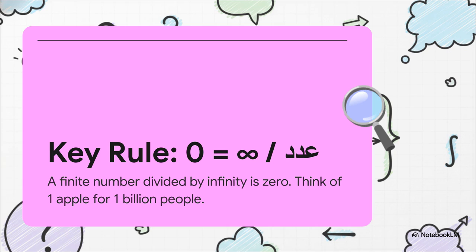The source gives this amazing analogy. Imagine you have 1 apple, and you have to share it with 1 billion people. How much apple does each person get? Pretty much nothing, right? It's a crumb. It's effectively 0. And it's the exact same idea in math.